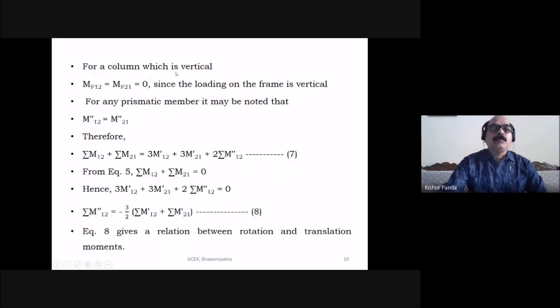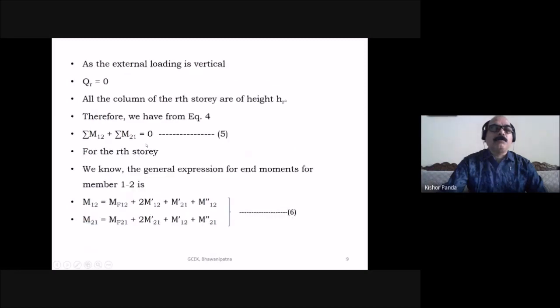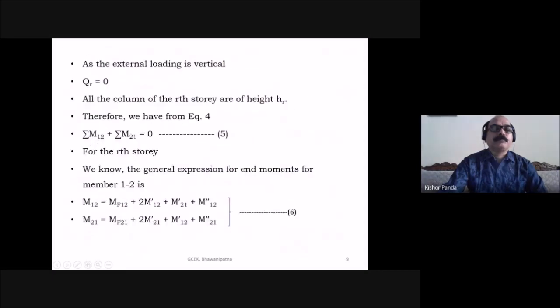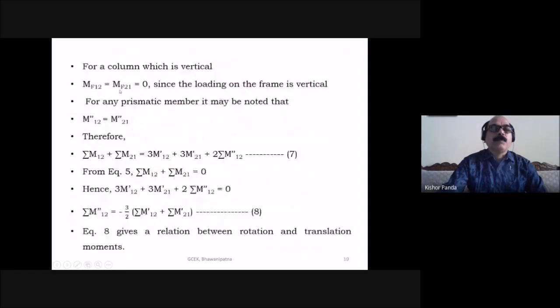For a column which is vertical, there is no horizontal loading acting. So what is the fixed end moment? MF21 or MF12 is equal to 0 because there is no horizontal loading. MF12 is equal to MF21 is equal to 0 since the loading on the frame is vertical. There is no horizontal loading.